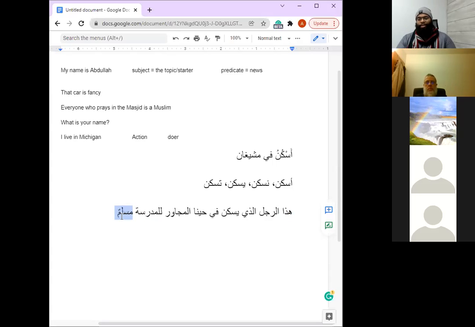So when you're looking at a sentence, don't get intimidated by so many words. Cut through the fat, right? And get the juice. What exactly is this sentence saying?